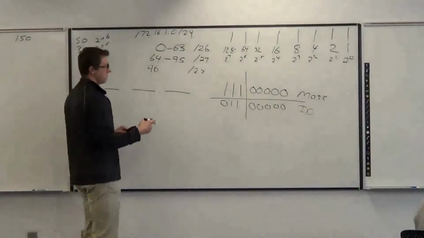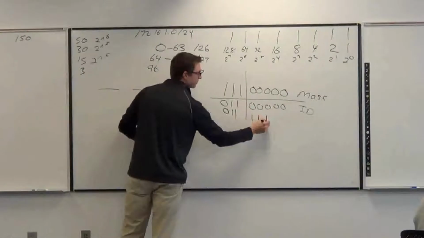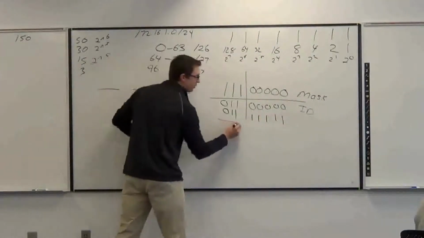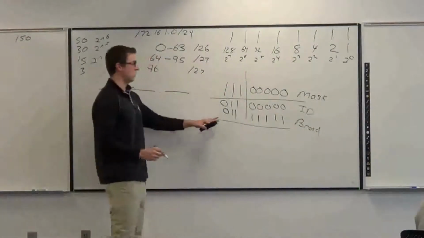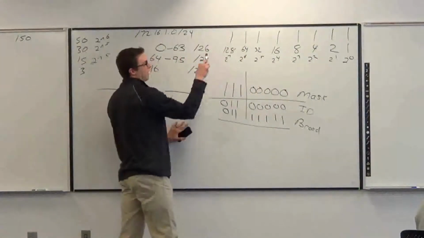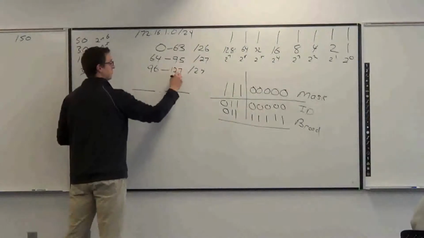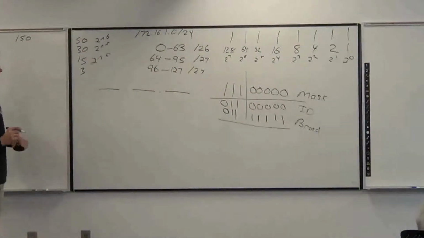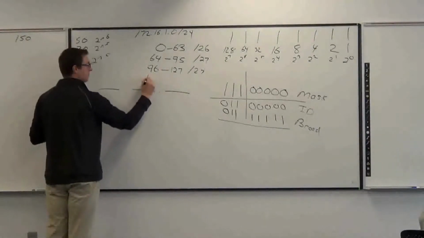So now what I do to get my broadcast is I make the right-hand side of the line all ones. Convert that number back. Yep, and that is 127. I have everything but that one, so it's 127. So 96 through 127 is for my third range. My fourth range is going to start at 128.